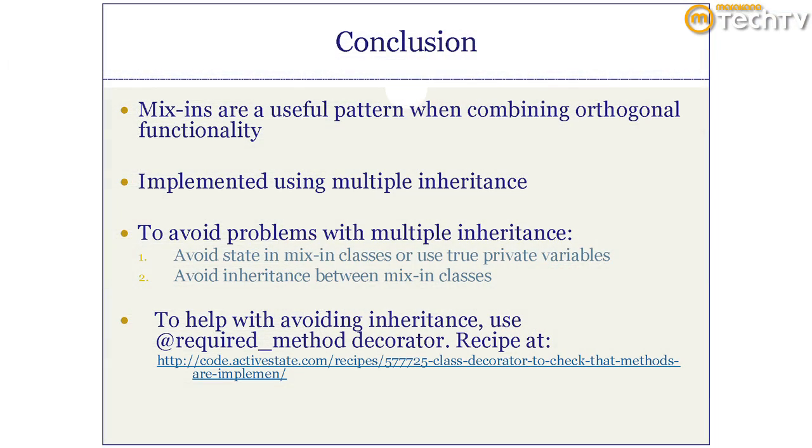So I guess in conclusion, mixins are a great way that you can combine orthogonal functionality, and in Python the standard way to do it is using multiple inheritance, but multiple inheritance can get a little tricky. So my recommendation is to use some of these techniques, and you can have a saner implementation of mixins.